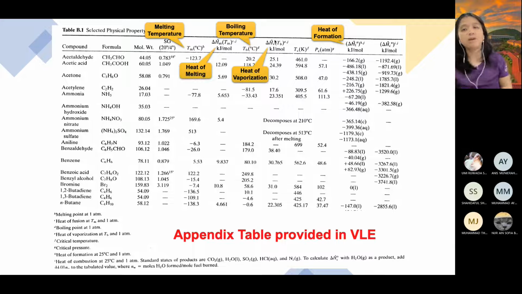Kalau tak ada dalam appendix table ni, kamu kena cari. You Google. Katakan compound kamu, let's say lah phenol. Google heat of vaporization phenol. So kena tahu juga heat vaporization ni pada boiling point berapa. Google phenol boiling point. These informations are easily obtained, tetapi be very careful of the unit.